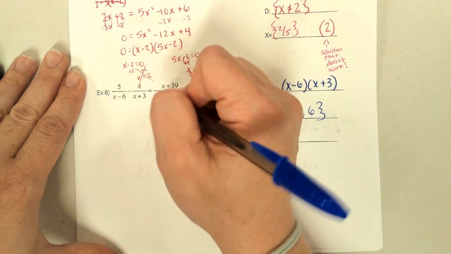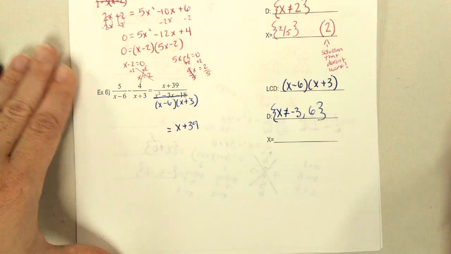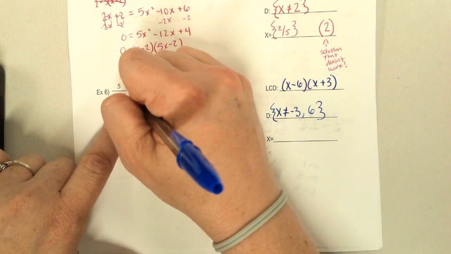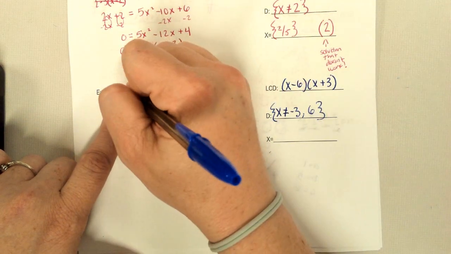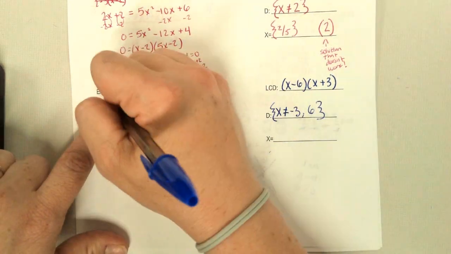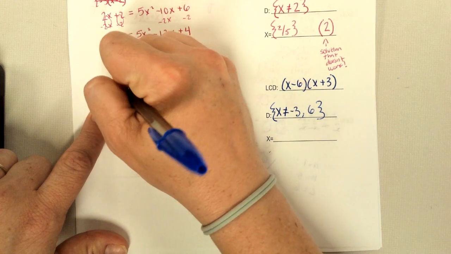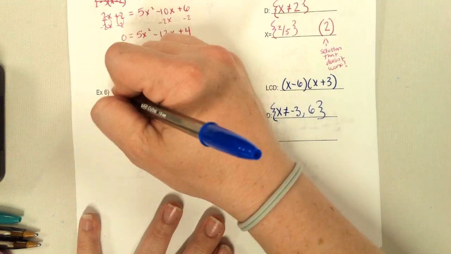Okay, this already has both, so that does not change. That's going to stay x plus 39. This has x plus 3, so it needs the x minus 6. Don't forget to bring up that negative. I'm going to cross it out because I brought it up. This needs the x plus 3. Do all my denominators match? I was about to say GCFs, but that's not what they are. All my denominators have the x minus 6, x plus 3, so we're going to cancel them out.